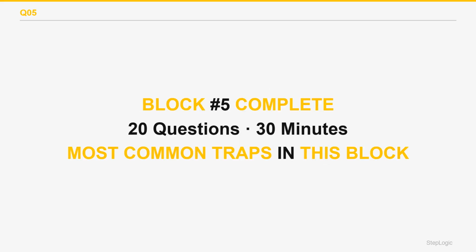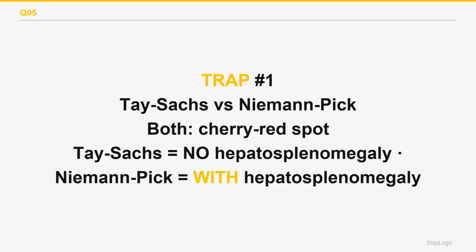Block 5 is done. Let's review the 5 biggest traps from this block. Trap 1, Tay-Sachs versus Niemann-Pick. Both have a cherry red macular spot. The discriminator is the organs. Tay-Sachs has no hepatosplenomegaly, Niemann-Pick does. One word separates them.